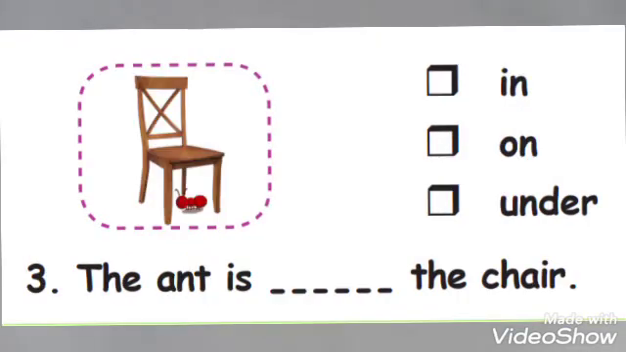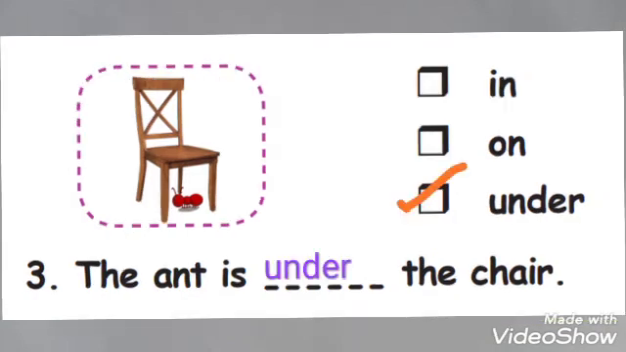Third sentence. The ant is dash the chair. See the picture and given options. First one, in. Is it the correct preposition? No, because the ant is not inside the chair. Second one, on. Is it the correct preposition? No, because the ant is not on a surface of the chair. Third one, under. Is it the correct preposition? Yes, because the ant is below the chair. So the correct answer is the ant is under the chair.